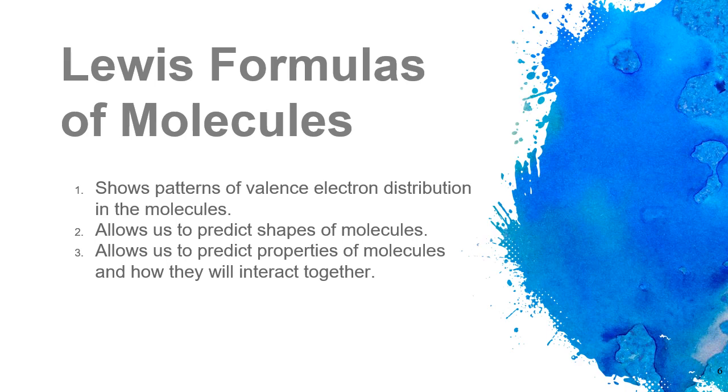Let's move on to another subtopic of interest, which is the Lewis formula of molecules. Lewis formulas can be used to show patterns of valence electron distribution in molecules, which allows us to predict the shapes of molecules. We will learn that later in the VSEPR section. They can also be used to predict the properties of molecules and how they will interact together.